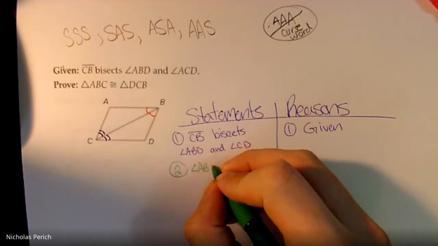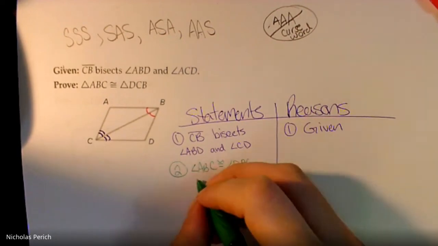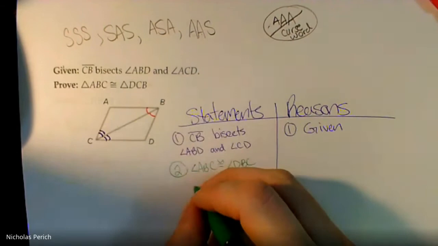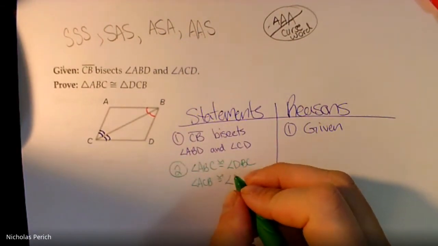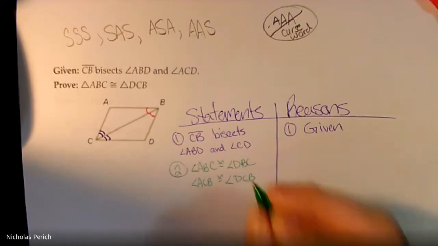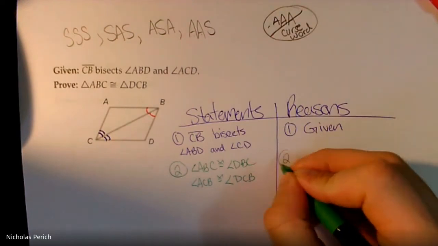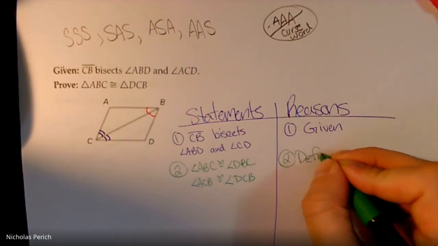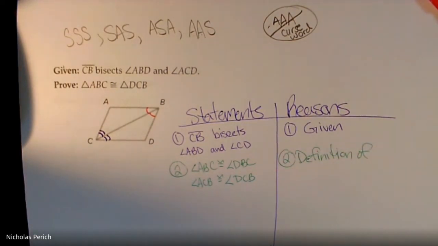ABC is congruent to DBC. Also, ACB is congruent to DCB. And that's the addition of what word? Definition of... no, sir. Good guess. The word is in the given.